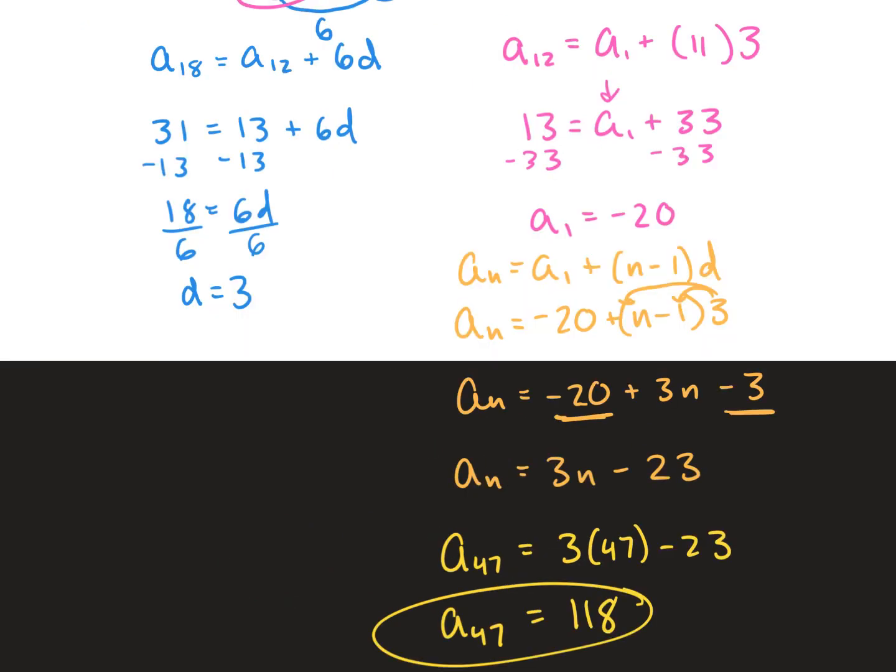So the number that gets multiplied to d always comes from subtracting these two. So here, n minus 1 is what gets multiplied to d. So it comes from the formula. It's the same formula that we're using. So let's take a look at 13.